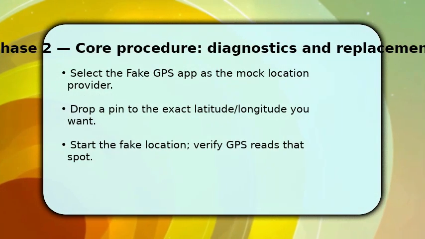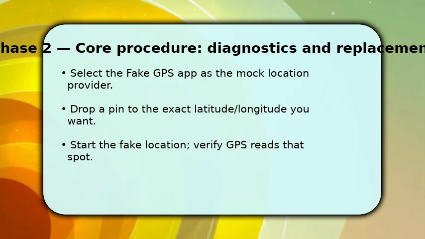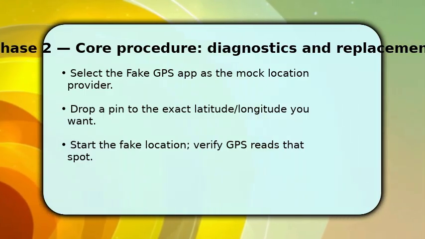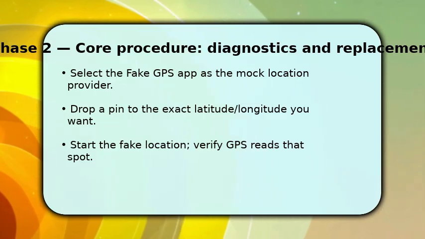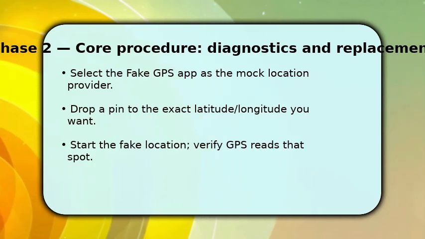Open developer options and choose the fake GPS app as the mock location provider. This makes the app inject coordinates system-wide. In the fake GPS interface, drop a pin or enter precise coordinates, then tap Start to stream that location.